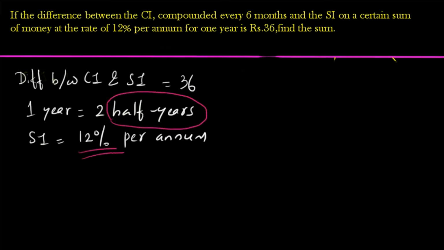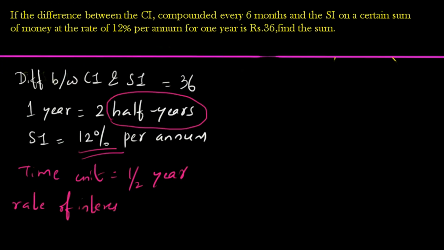Our time unit here will not be 1 year. The time unit which we are considering for this question is half year, not 1 year. So you have to find out the rate of interest also for half year. It is 12 percent for 1 year, so for half year it will be 6 percent. 6 percent per half year, just half of 12. Okay, so that is over.